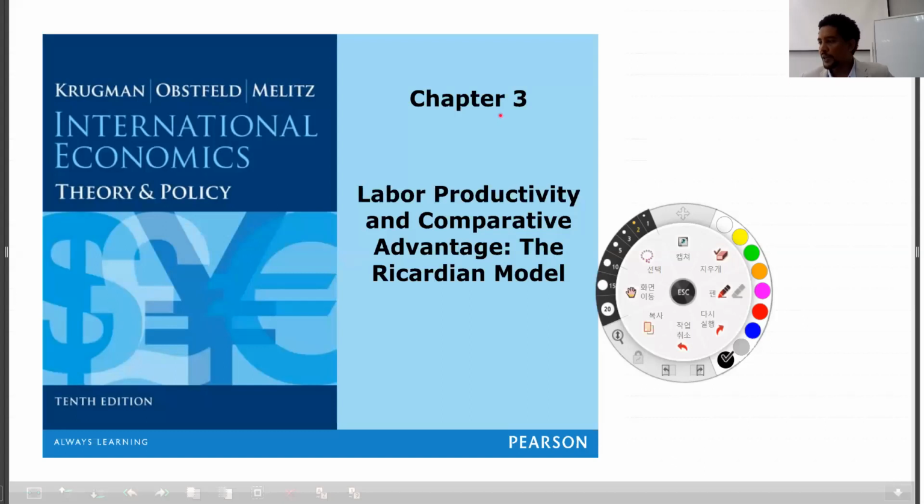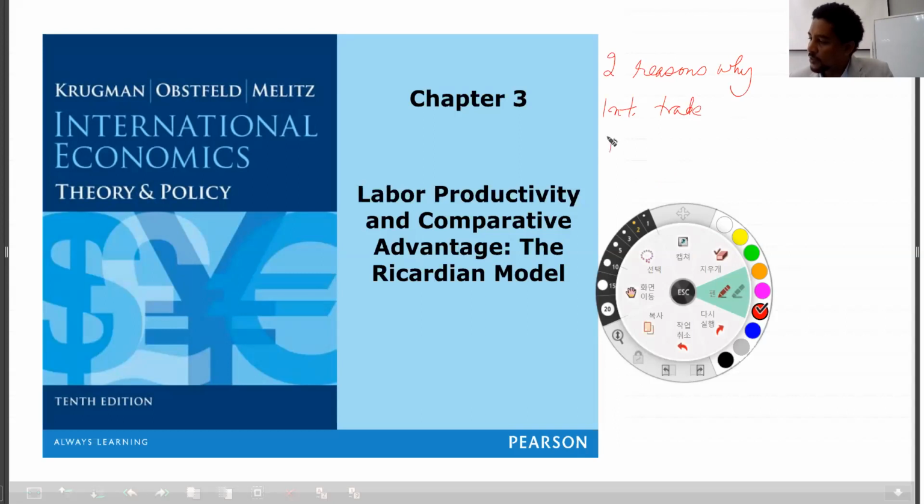So as we have discussed in previous chapters, there are two major reasons why countries, or businesses, engage in international trade, right?